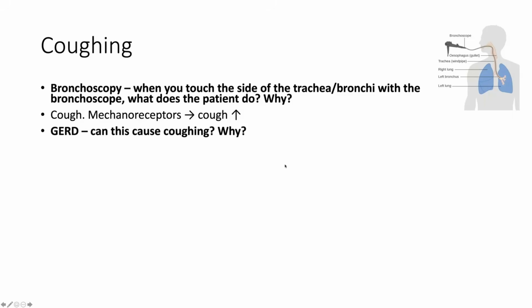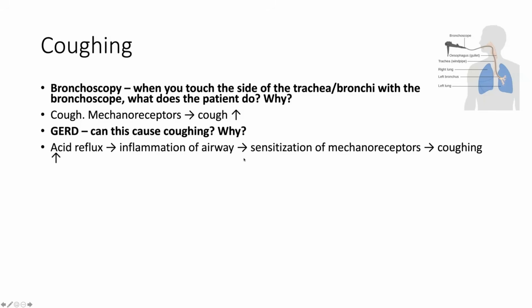They cough like crazy. So GERD, can this cause coughing and why? Yes, it can cause coughing because you have pressure, you have irritation and inflammation. Perfect. So it's causing inflammation of the airways. Great. So you can sensitize the mechanoreceptors, so you will cough more. Great. All right. So Vi, asthma, can this cause coughing and why? Yes, because you have inflammation of the small airways.